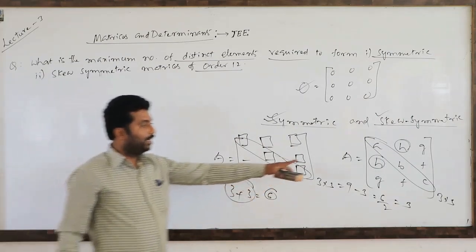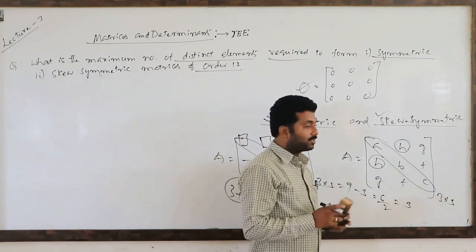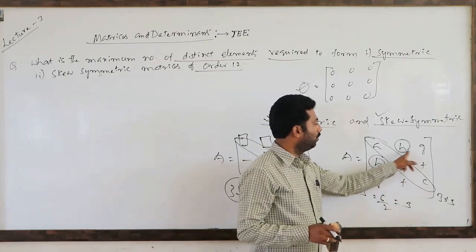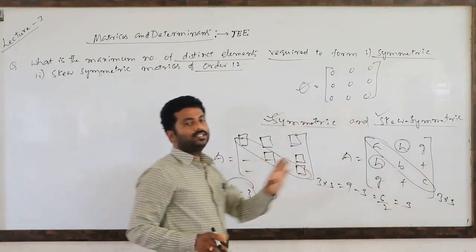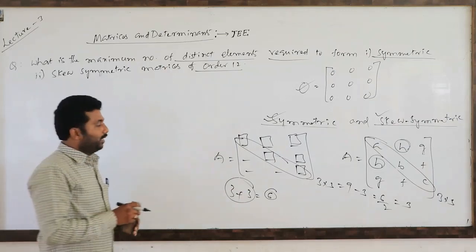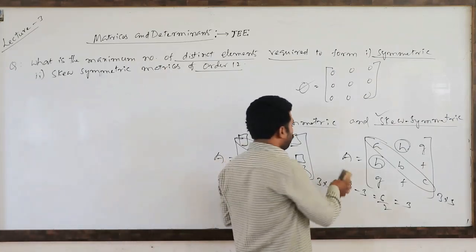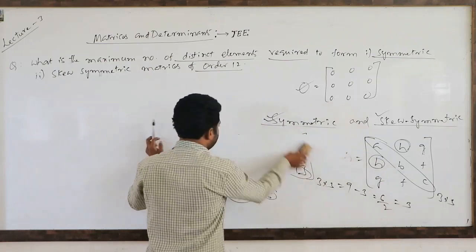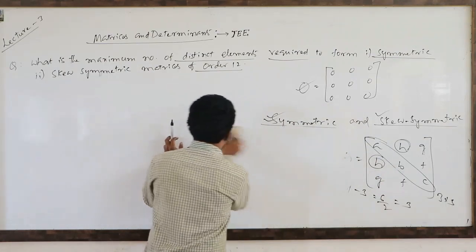If you want to check here, only 6 distinct elements are there: 1, 2, 3, 4, 5, 6. Only 6 distinct elements are there to form a symmetric matrix. Then to form a skew symmetric matrix, first we'll complete the first problem.